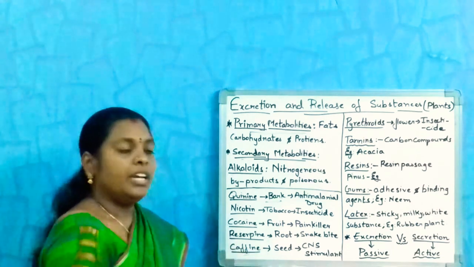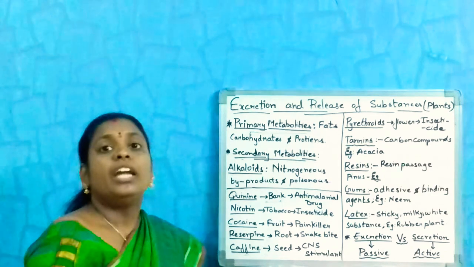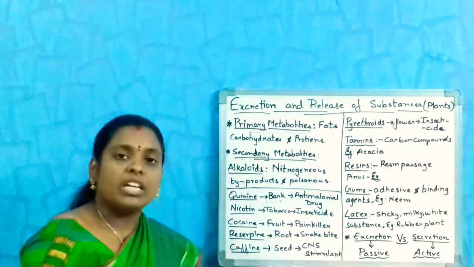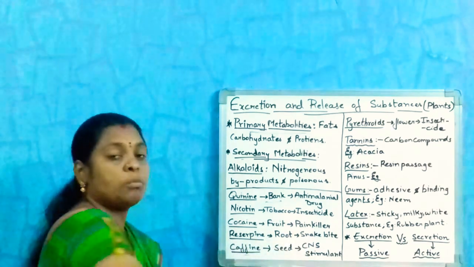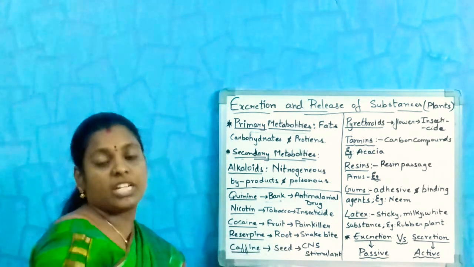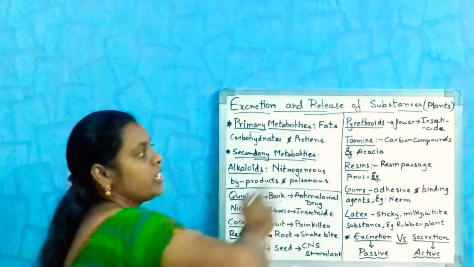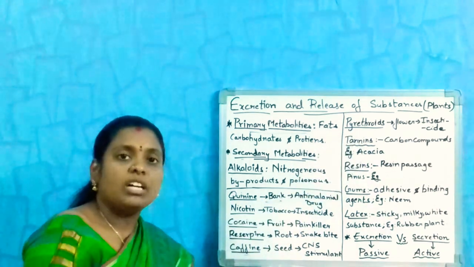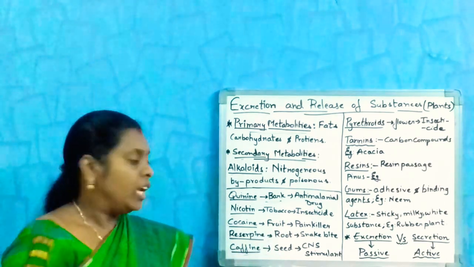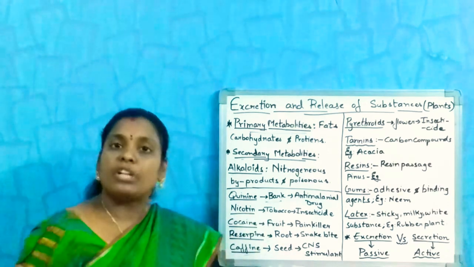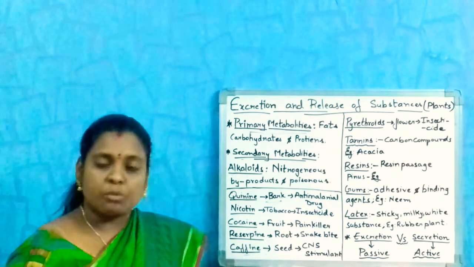Caffeine, it is from a seed, that is nothing but coffee. They are using it in coffee. It is used as a central nervous system, that is CNS, stimulant. Next one is pyrethroids. It is from a part of the flower. It is used as an insecticide. So in this way, each and every part of the plant excretes some waste materials.